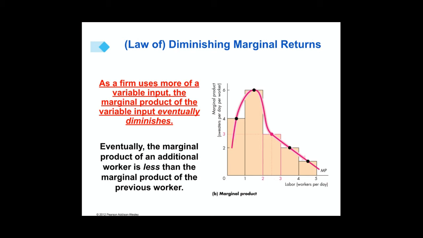But eventually, if you add a fifth, sixth, or seventh worker, the incremental product will start to decrease. In the sandwich shop, maybe there's only room for so many workers. They'll start bumping into each other and they'll become less productive. So eventually, the marginal product diminishes. We have diminishing marginal returns as we add resources.